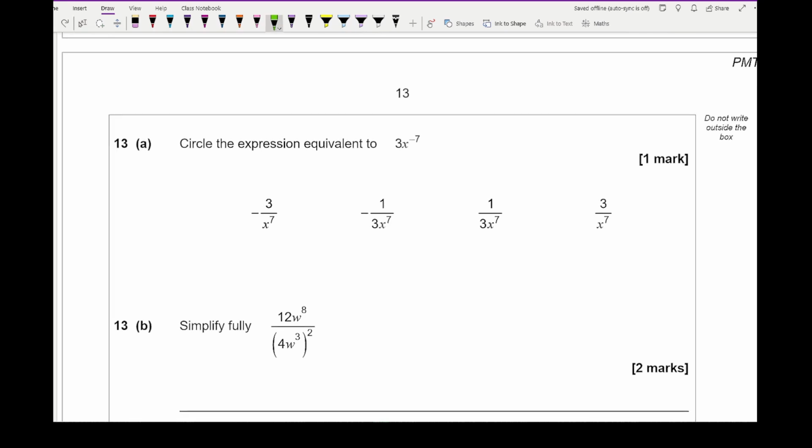So for this, what we've got is 3x to the power of minus 7, which means 3 times x to the power of minus 7. A negative power means the reciprocal. So that's 3 lots of 1 over x^7. So what I'm looking for is 3 over x to the power 7, which is our fourth option.